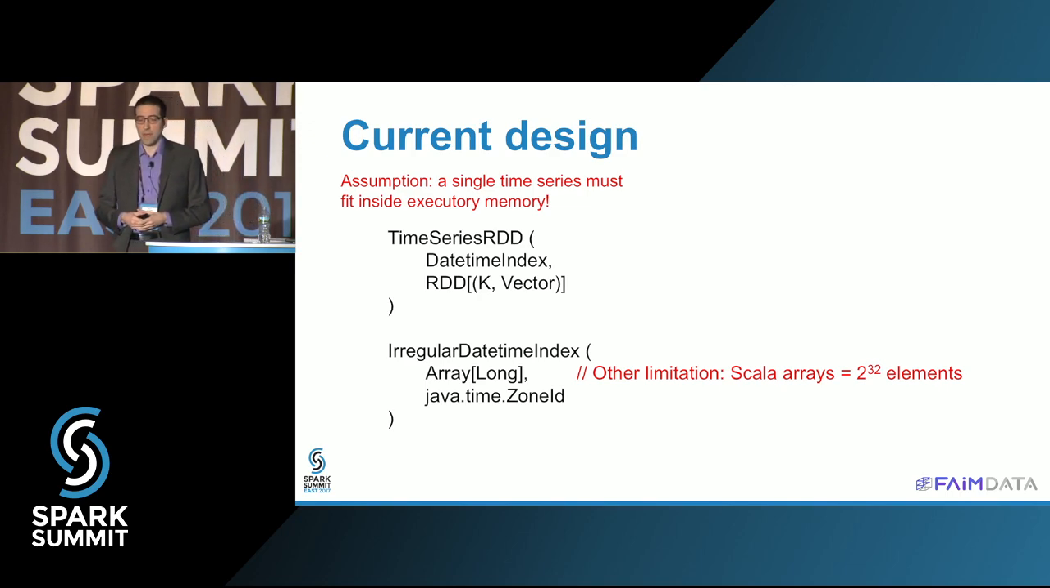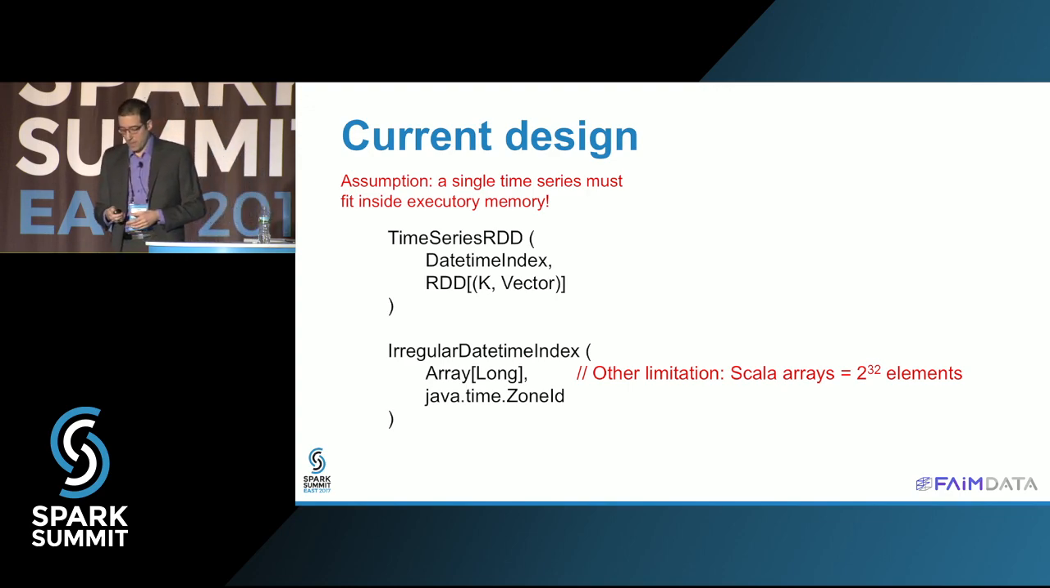Now, if we look at the irregular datetime index object, we have an array of long values, where the long is the number of nanoseconds since epoch. So we have nanosecond precision in this library. But this library is written in Scala, and the arrays in Scala can support up to 2 to the 32 elements, which is about 4 billion. And 4 billion may seem like a lot, but in a big data context, it's not inconceivable to want more than that.